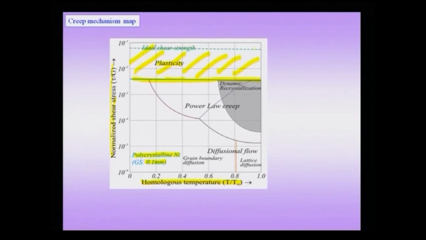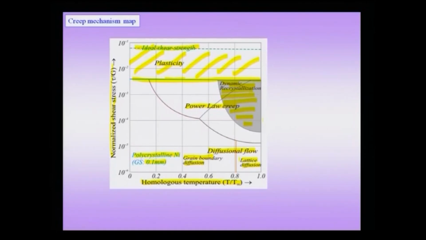That means this is not typically a region of creep, and of course at even higher stresses you have the ideal shear strength of the material. But if you look at the high temperature regime and the low stress regime, which is the region below this plasticity regime, you have for instance the region where you can have power law creep, and a region wherein diffusional flow creep is taking place. At very high temperatures you have lattice diffusion dominated creep, but at lower temperatures you have grain boundary diffusion dominated creep, and there is a whole region marked in gray, which is the region of what you might call dynamic recrystallization.